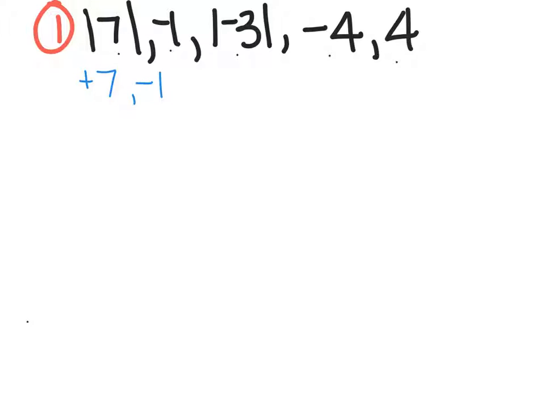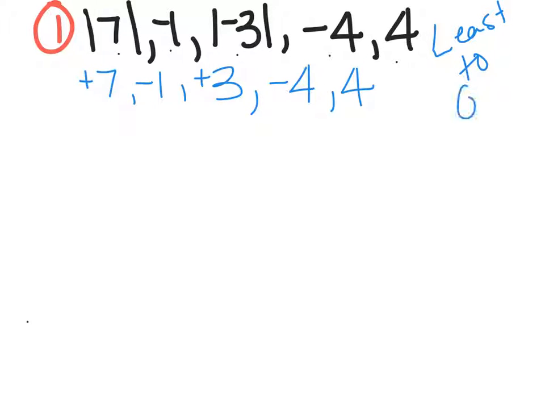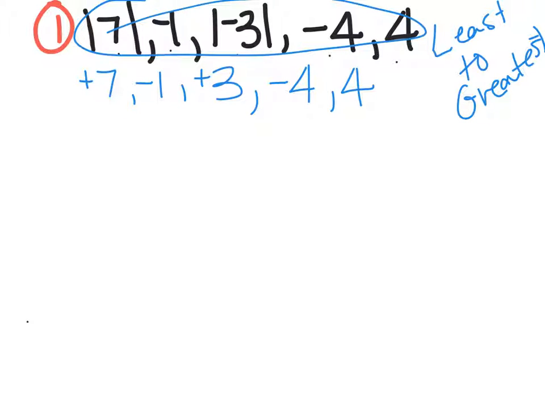Negative 1 just stays the same because it doesn't have an absolute value sign. The absolute value of negative 3 is positive 3. Negative 4 stays, and 4 stays because they don't have absolute value signs in front of them. Now, what we have to do is order them from least to greatest. Sorry, I did not write that. Least to greatest. Okay, so we're going to order them from least to greatest, but we have to put them back in their original form.